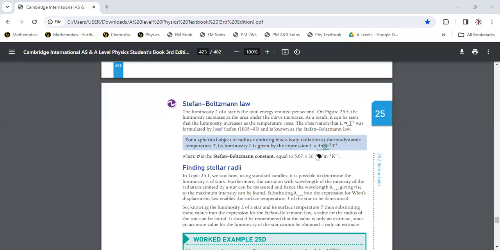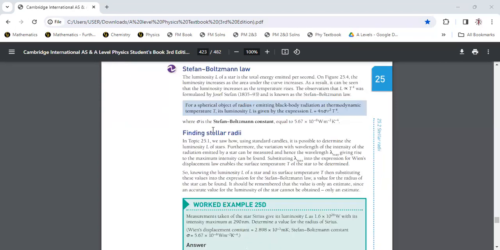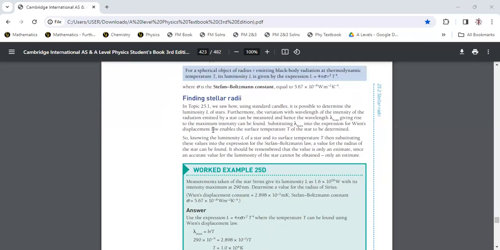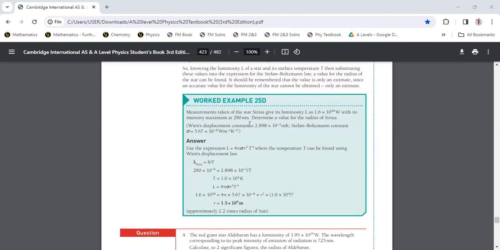So the Stefan-Boltzmann law states that L is equal to 4 pi sigma r squared T to the power of 4. The formula is also provided on, I think, the third page, so you do not need to worry about memorizing this. This is how we can find stellar radii when we have the luminosity and also an intensity maximum, which leads us to the thermodynamic temperature because of Wien's displacement law.